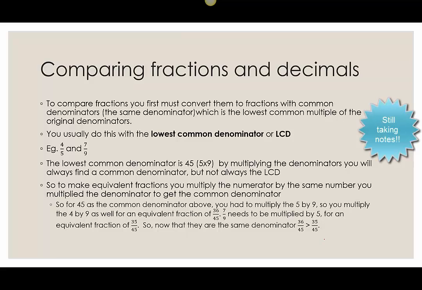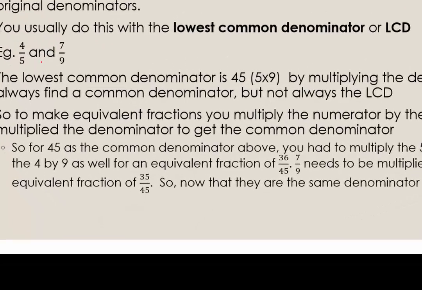Fractions and decimals. When you compare fractions, you must first convert all of the fractions to common denominators. A common denominator means all fractions have the same denominator, and it is the lowest common multiple of the original denominators. You do this with the lowest common denominator, or the LCD. If you take 4/5 and 7/9, for example, the lowest common denominator is 45, which is 5 times 9.